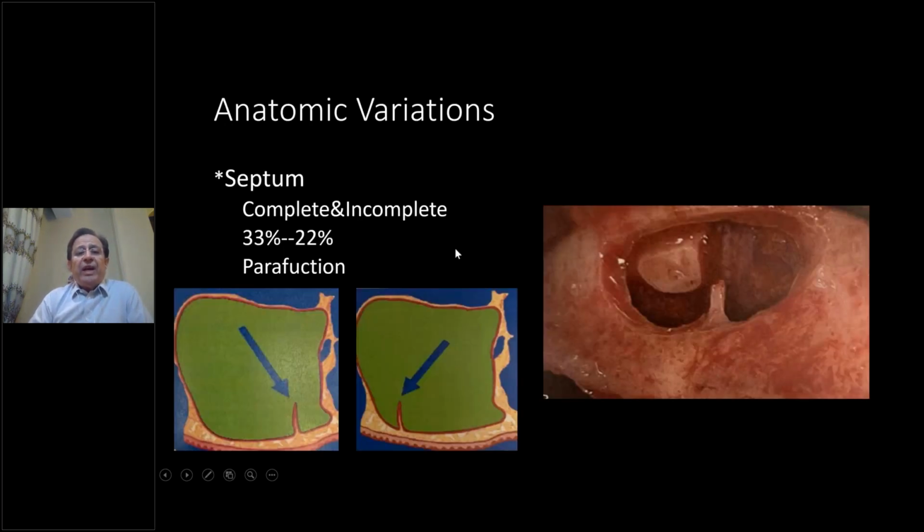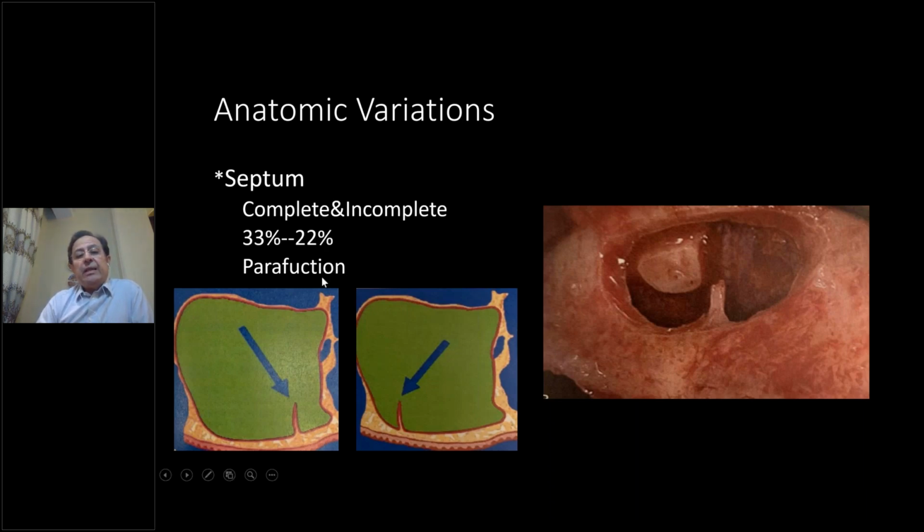How about the anatomic variation? There is some variation in the sinus which we must consider. The first one is a septum. The septum may be complete or incomplete. In the sinus, they may originate from the lateral wall or from the medial wall, and it has been shown in 33% of the dentate patients and 22% of edentulous.